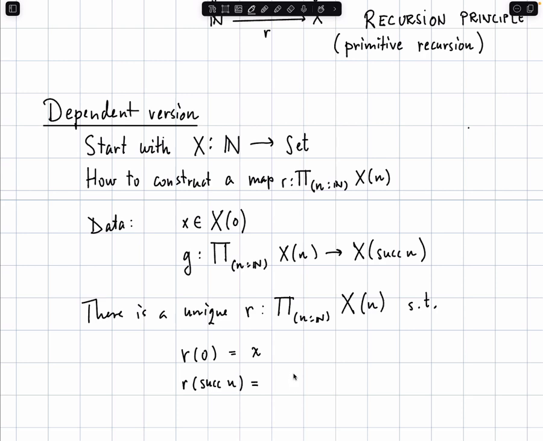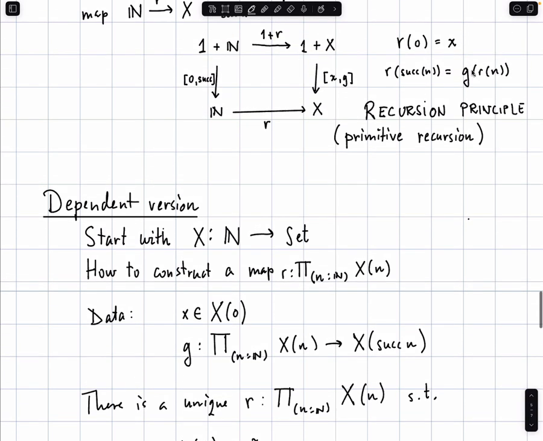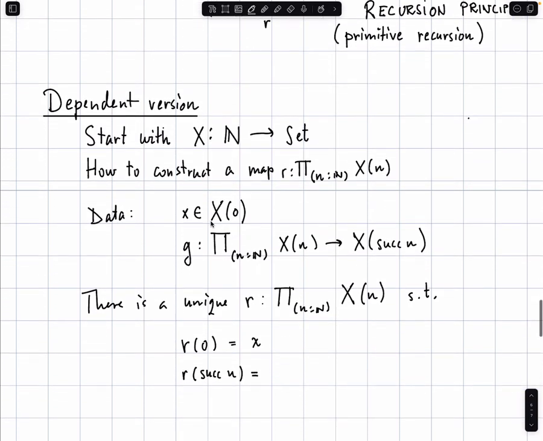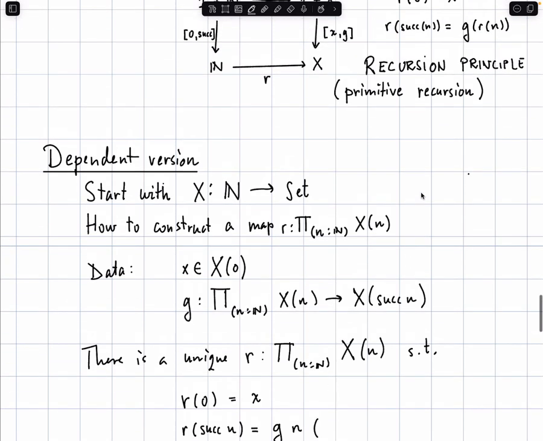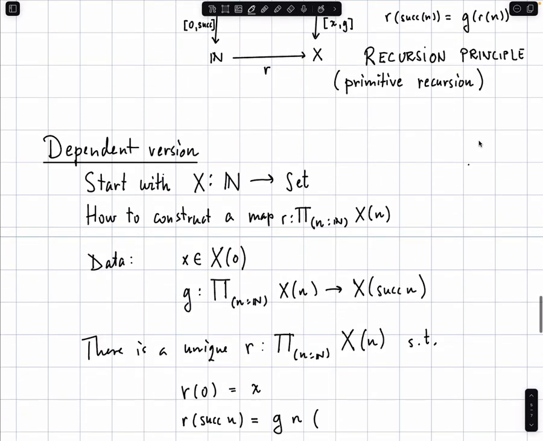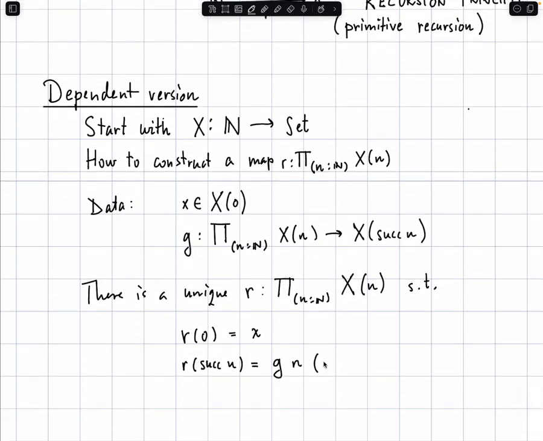And this will be, and now it's not just G of R of n, because G always has to be told what level it's working with. So it also gets the n. That's the n that somebody might complain was missing before. So we now get it. Okay, G of n of, and now the recursive call, R of n.